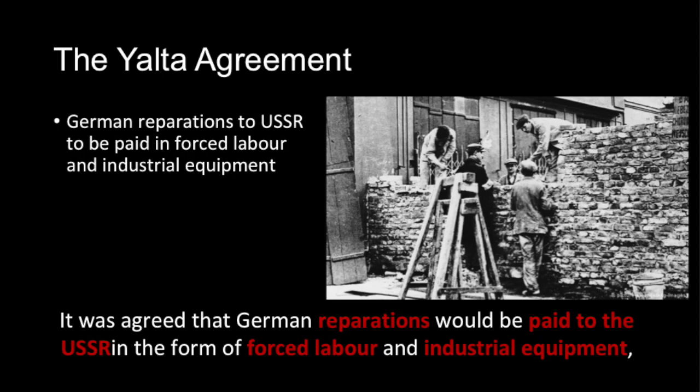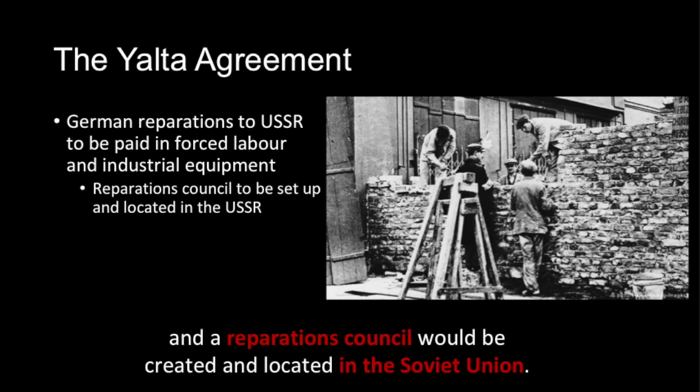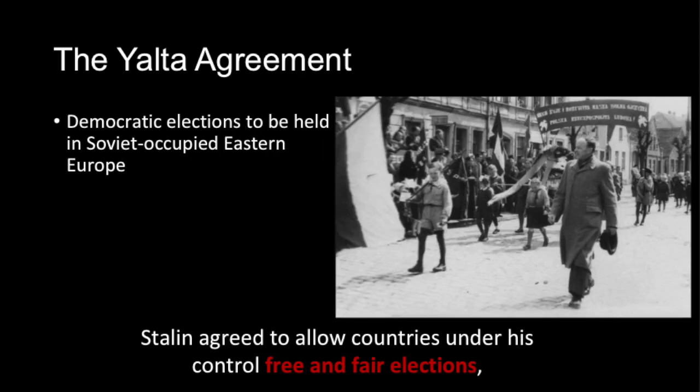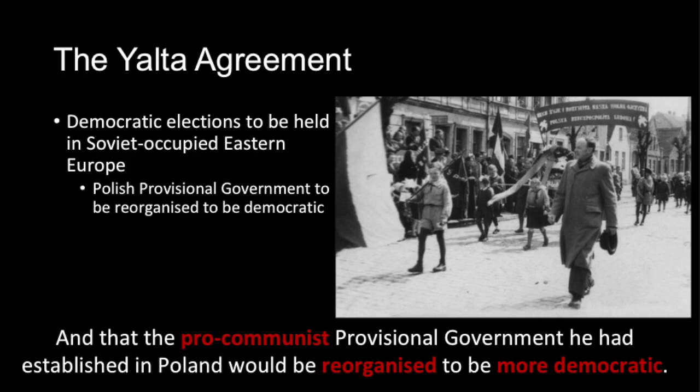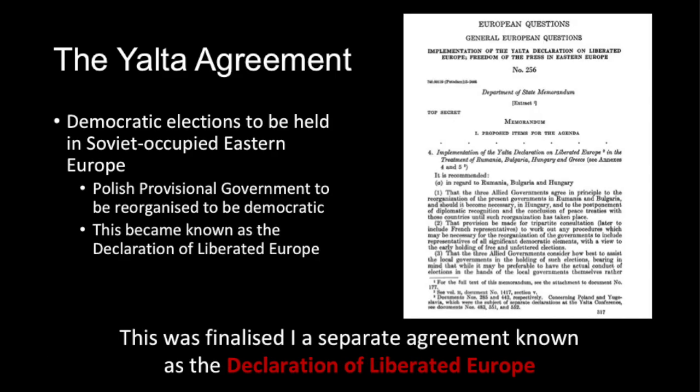It was agreed that German reparations would be paid to the USSR in the form of forced labor and industrial equipment, and a reparations council would be created and located in the Soviet Union. Stalin agreed to allow countries under his control free and fair democratic elections, and that the pro-communist provisional government he had established in Poland would be reorganized to be more democratic. This was finalized in a separate agreement known as the Declaration of Liberated Europe.